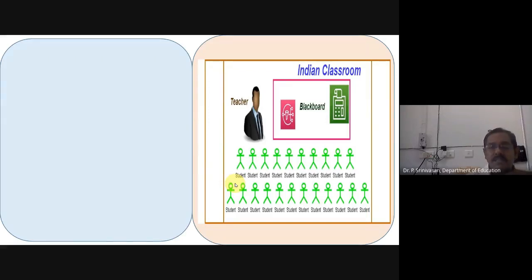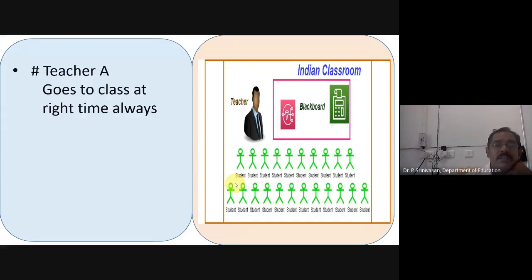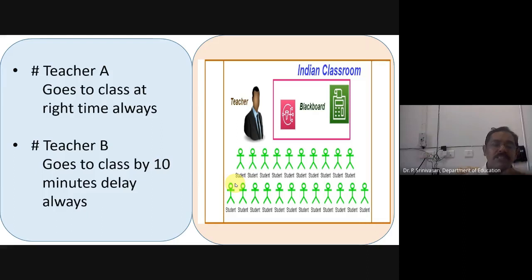There is a class in which a teacher comes to the class. I'm giving condition teacher A. Teacher A goes to the class at the right time always. Another teacher B goes to the class with a 10 minute delay always. If the class starts at 9 a.m., teacher A goes at 9 a.m. always. Teacher B goes to the class always, but he is late by 10 minutes every day. 9:10 only he goes. He or she. Okay.